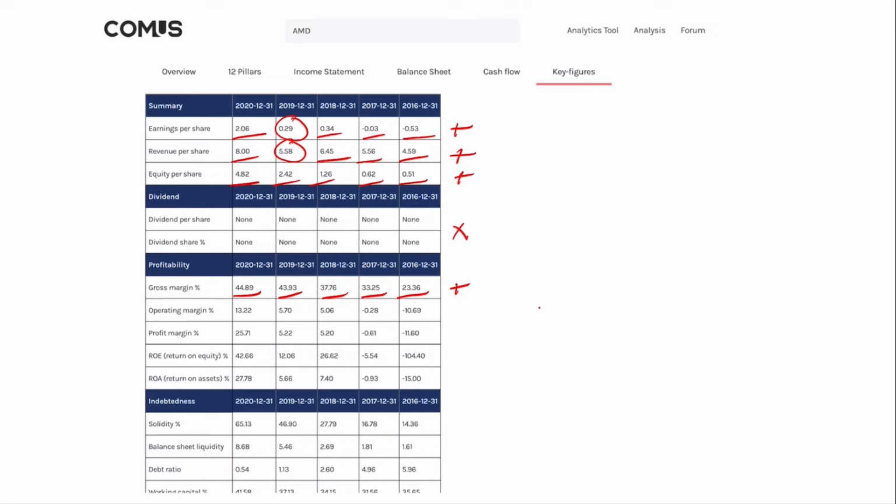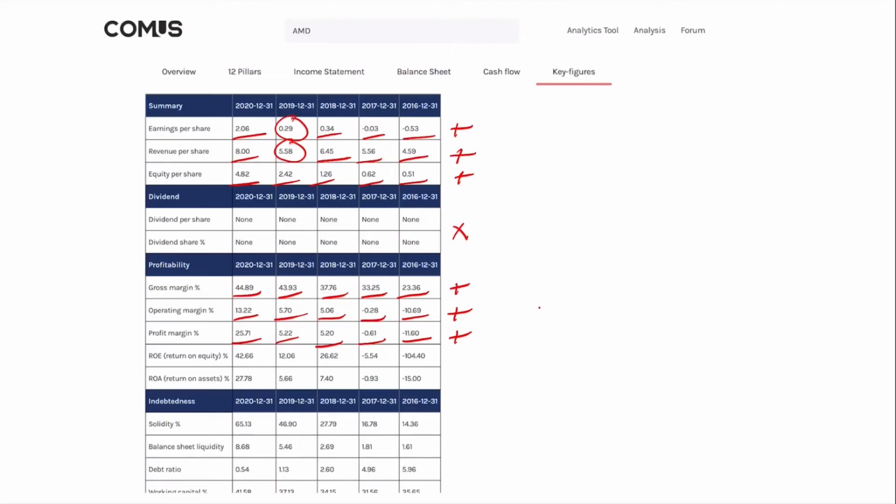Operating margin went from negative 10.6% up to 13.2%, and the numbers have been improving every year. I like it. Profit margin went from negative 11.6% up to 25.7%. Also here the numbers have been improving every year.